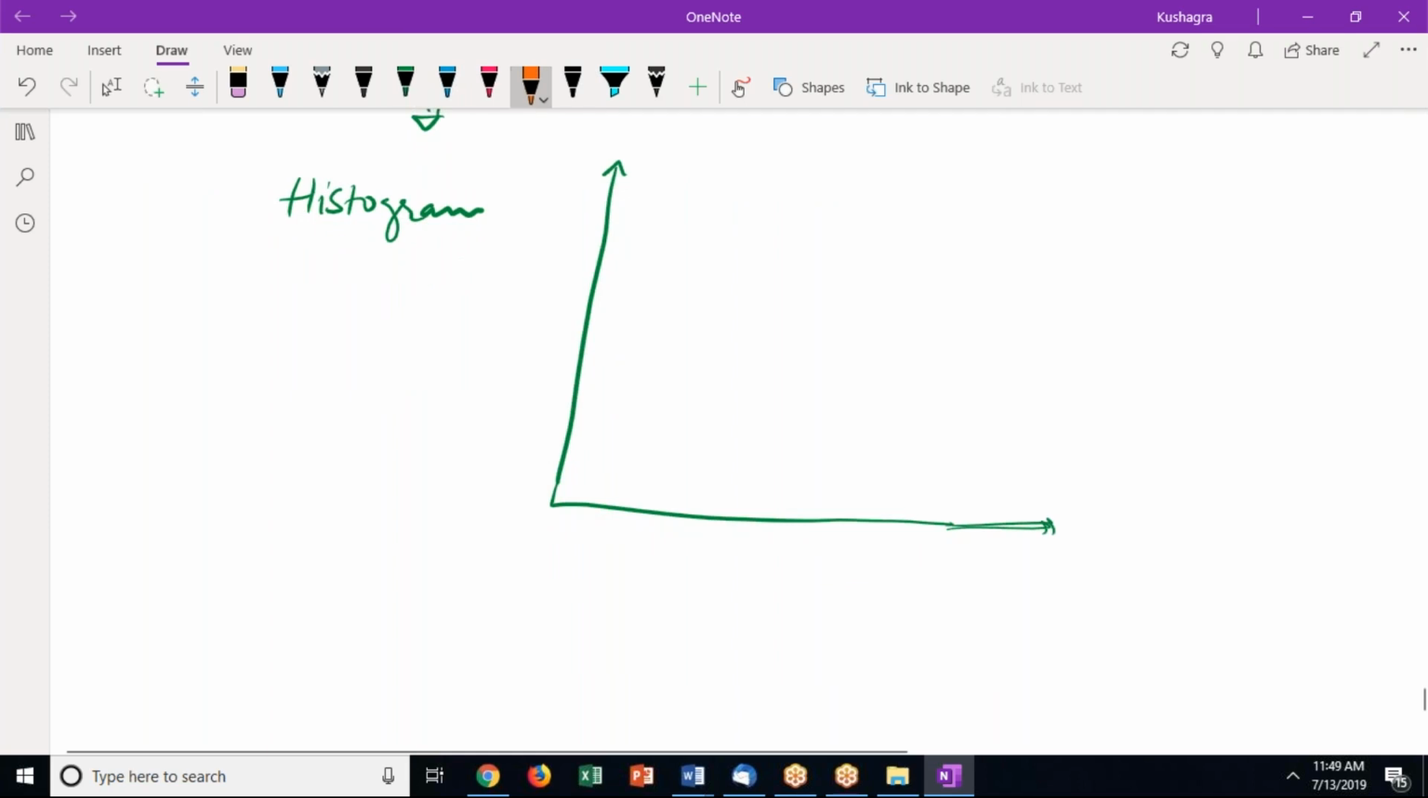So in a histogram, you have two axes. The y-axis will always have frequency. The x-axis will always have the variable for which the histogram is being drawn. Both of these will be continuous variables, as I mentioned some time back. On the x-axis, you will have data grouped based on some values.